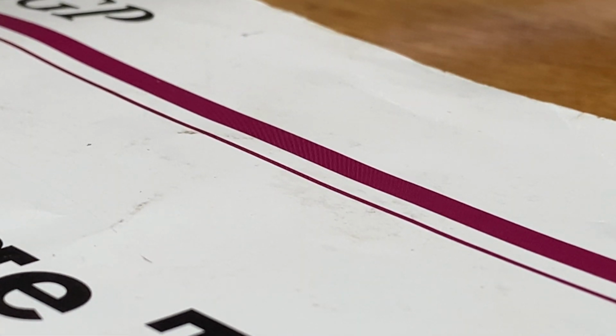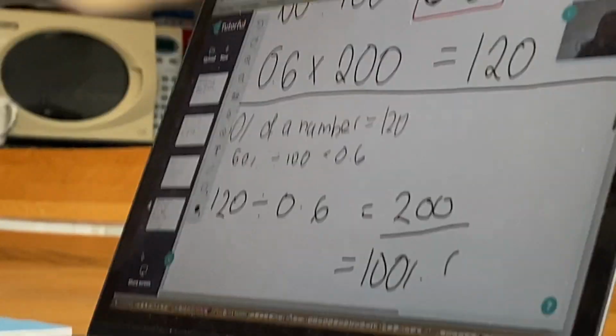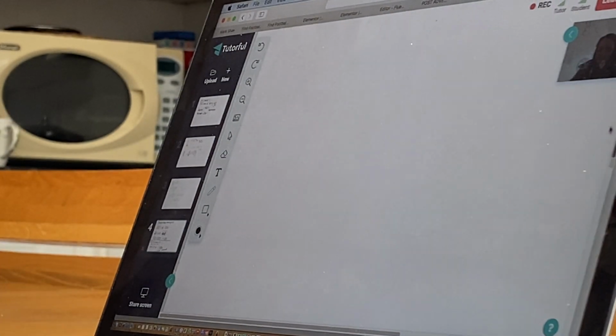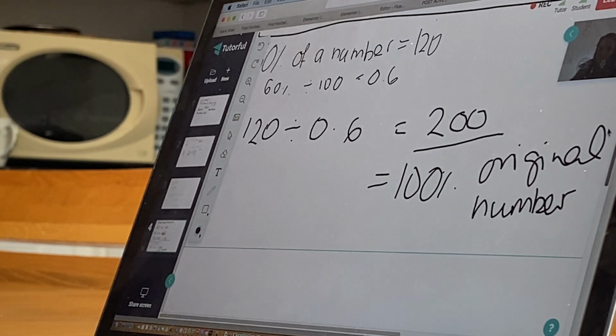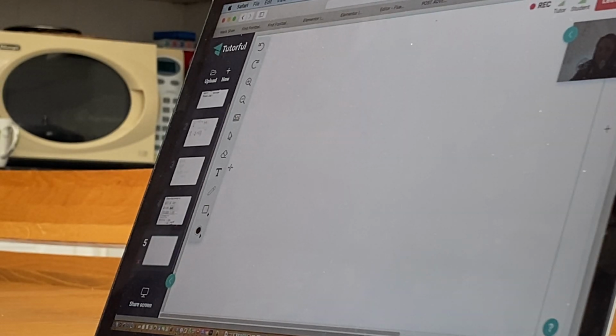So now we know that 200 is equal to 100%, so it's equal to the original number. Yeah, so that's how we use our percentage multipliers.